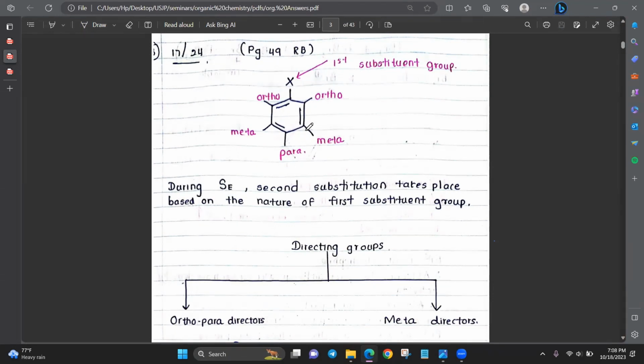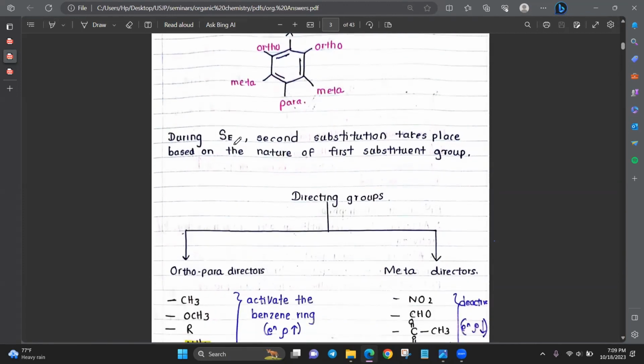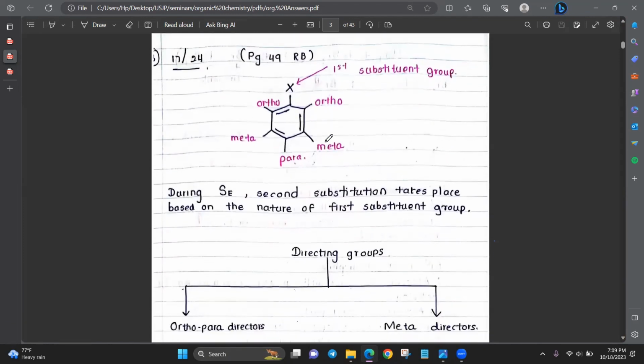Now when we take an unsaturated aryl compound, an aromatic compound, and this is the first substituent group, these are the positions: ortho, meta, and para. Ortho means these two sides of the substituent group. Meta means here and here. Para means directly below the substituent group. During SE, what is SE? Electrophilic substitution. Electrophilic means it likes electrons, so the species should be positively charged.